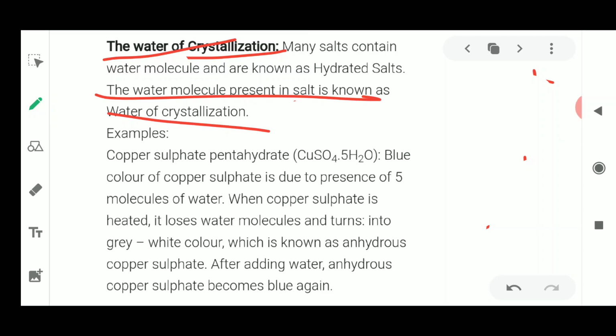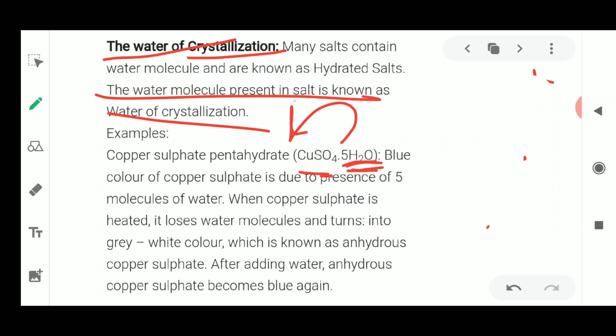Now here is one very common example which is given in your NCERT book. I have quoted it here also: the crystal of copper sulfate. The formula for the crystal of copper sulfate is CuSO4.5H2O. Why have you written 5H2O after the decimal point? 5H2O means that for making this one molecule of copper sulfate, we require 5 molecules of water. So please remember that the numbers we write after the point will be known as water of crystallization.